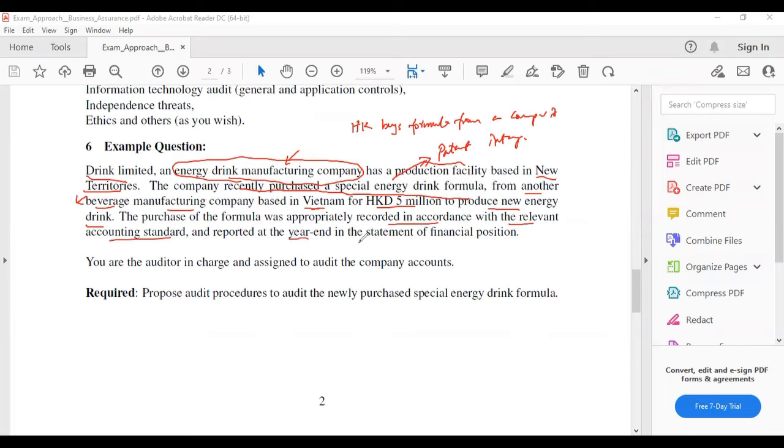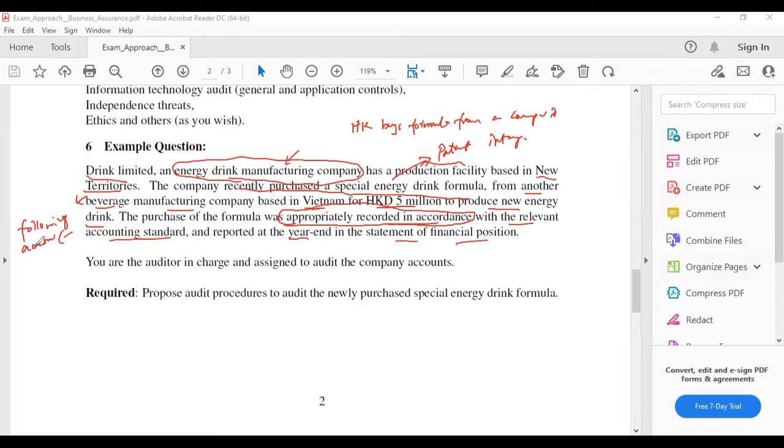And reported at the year end in the statement of financial position. So this was mentioned in the financial position. But of course, you need to understand the requirements. They say it was appropriately recorded. So look at the question. The question says it was appropriately recorded in accordance with relevant accounting standards. So the company has recorded it, but now as an auditor, you need to make sure that they have followed the accounting standard, right? Following accounting standard is a different question itself.